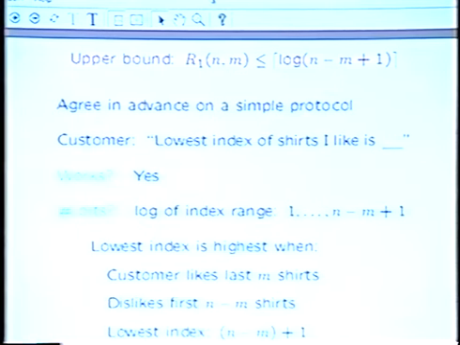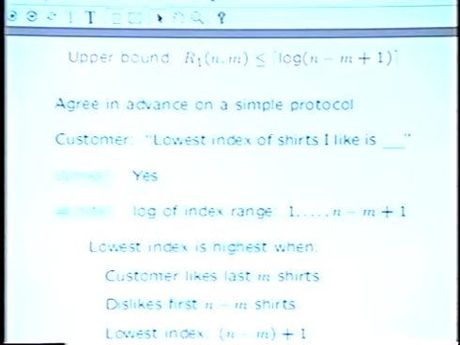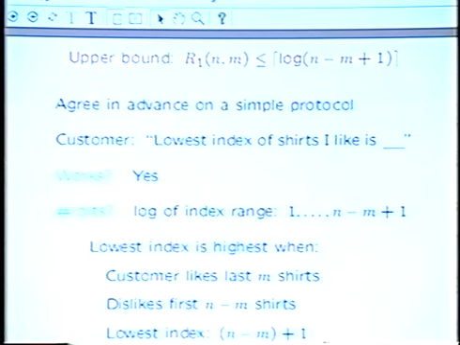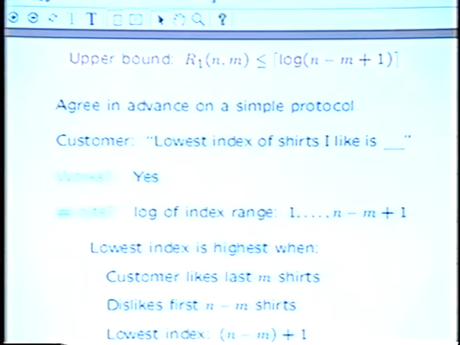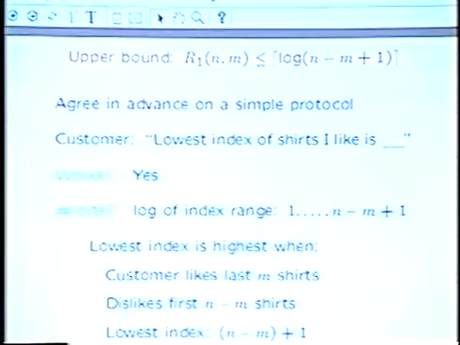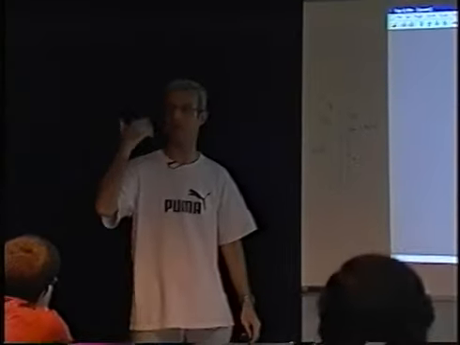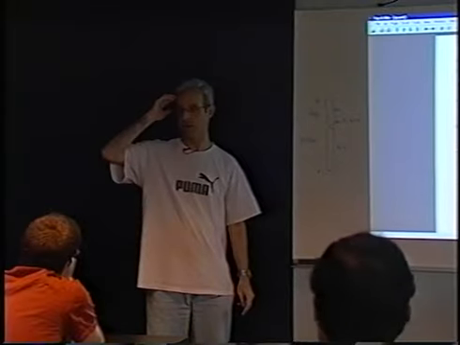He may send number 1 if the lowest index is 1, but he will never send n, because he likes m shirts, so the lowest index will never be n. And what we showed here is the most the lowest index can be is n minus m plus 1. So he sends a number in the range from 1 up to n minus m plus 1. So the number of bits you need is log of that range, which is less than log of n. Right?